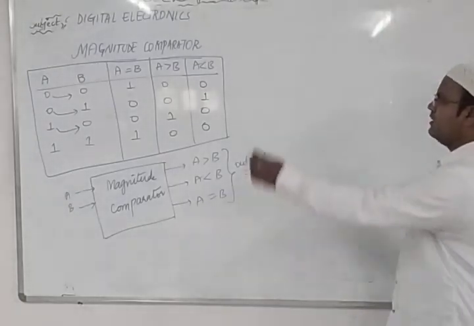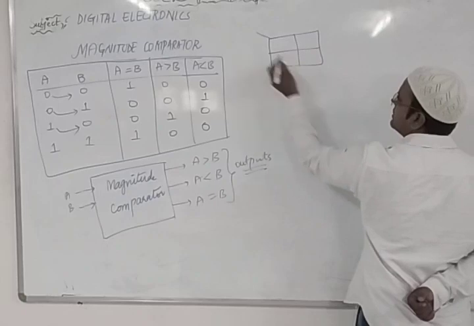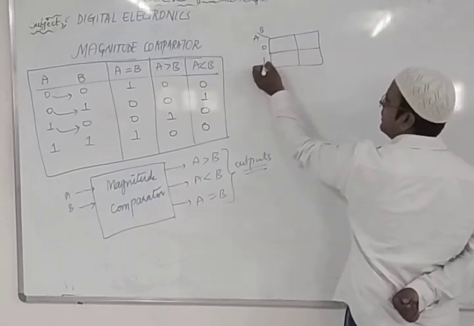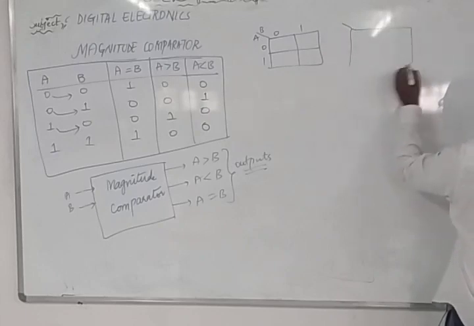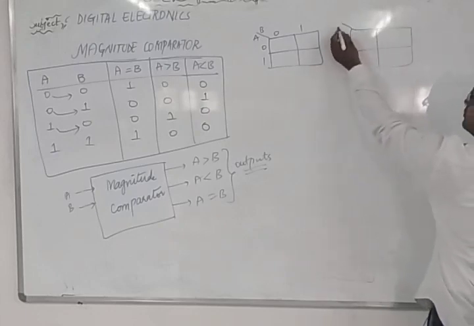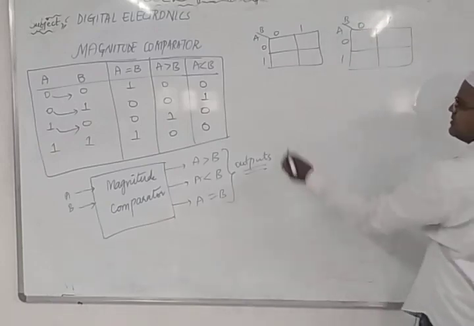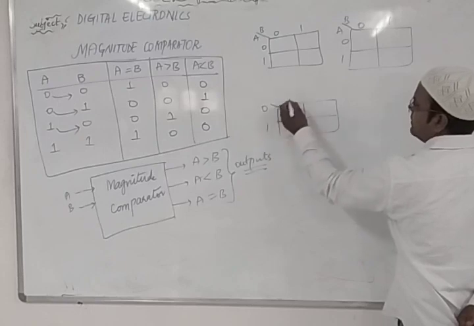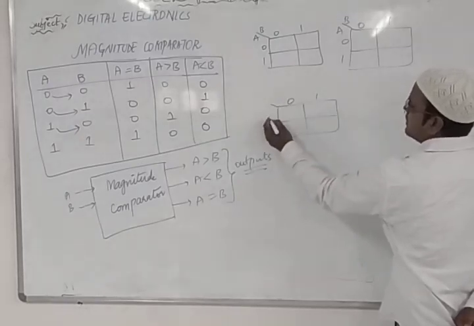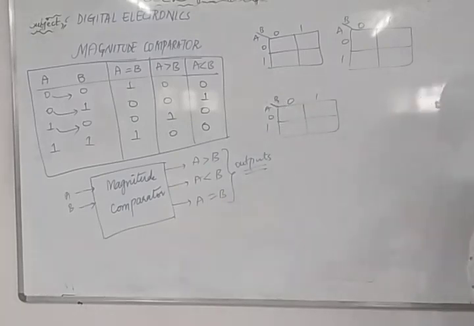For that, we'll take the input combinations. The first input combination is A, B, so 0, 1, again 0, 1. For the second, again we have two inputs, so it's a 2 variable K-map, 0, 1 and 0, 1. For the next, we can write it over here, so we have 0, 1, 0, 1. This is for A and this is for B. So we wrote it. Next, we need to write the output for the first one.